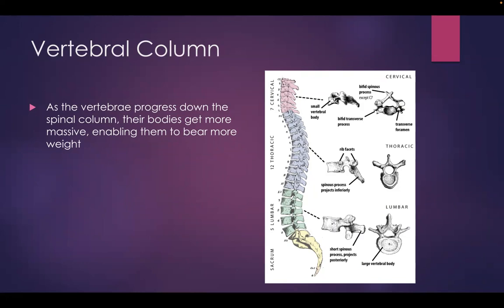All right, so as the vertebrae progress down the spinal column, the bodies will get more massive, enabling them to bear more weight.